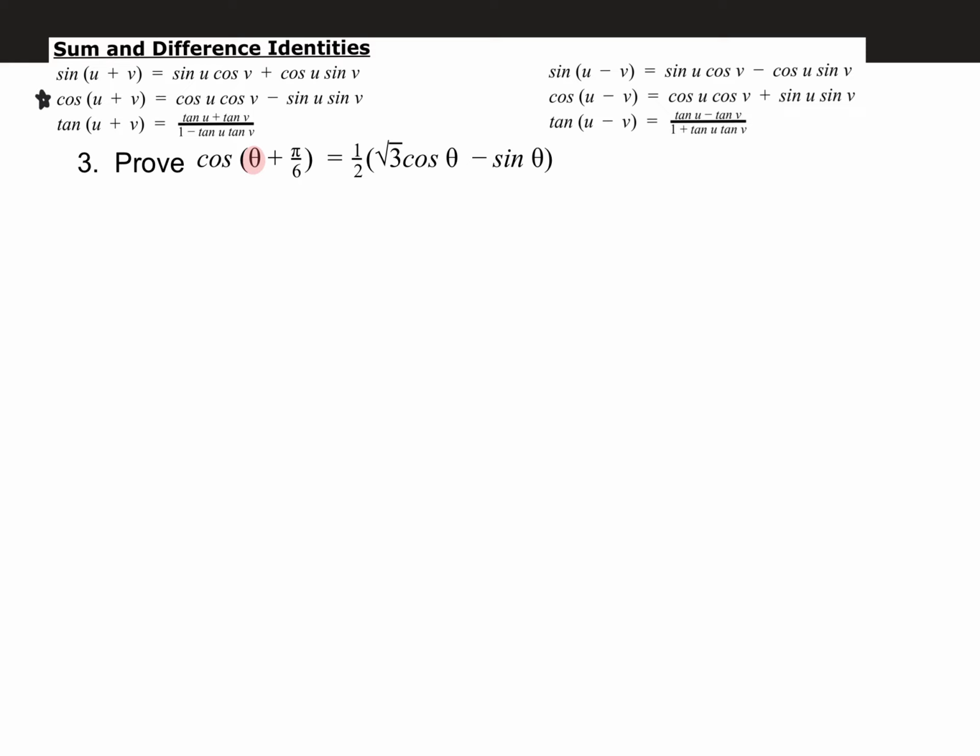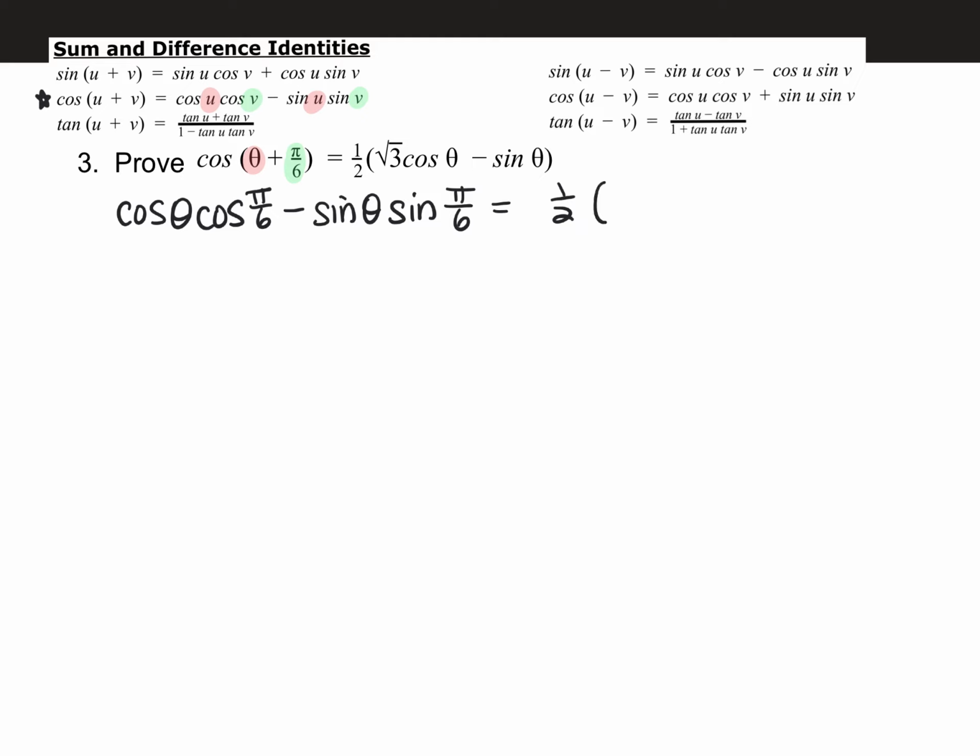And once again, I'm just going to take a second and highlight what's going to correspond to u and what's going to correspond to v here. Okay? So if I rewrite this, I'm going to rewrite it as cosine of u times cosine of v minus sine of u times sine of v. So I'm going to start out with cosine of u times cosine of v. So that's cosine of theta times cosine of pi over 6 minus, and then I've got sine of theta times sine of pi over 6.